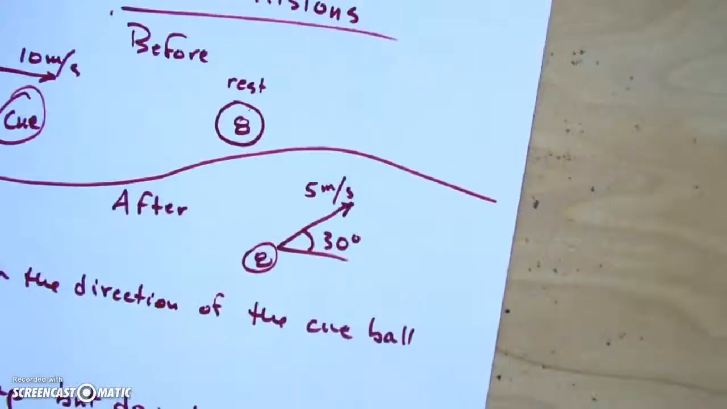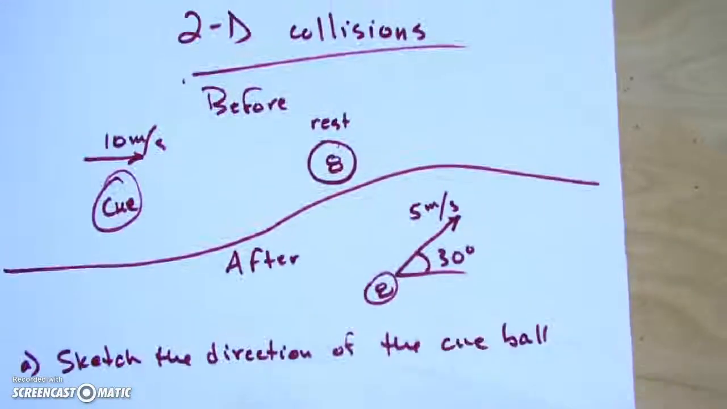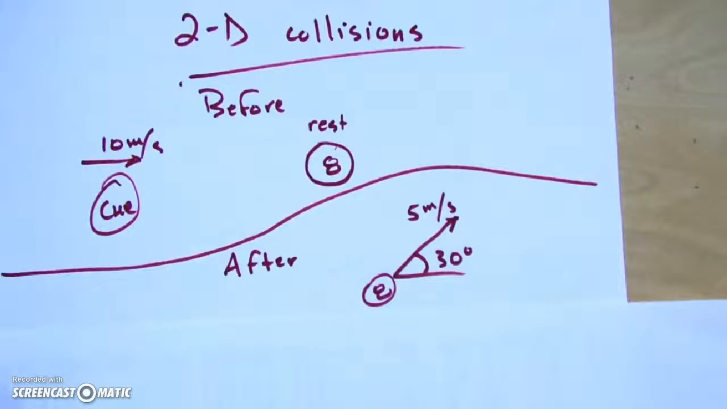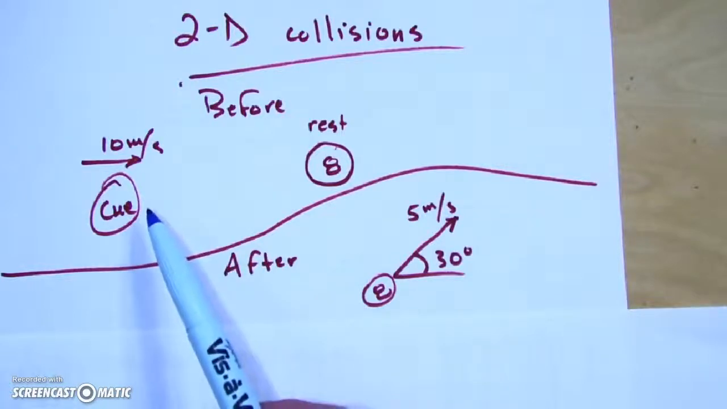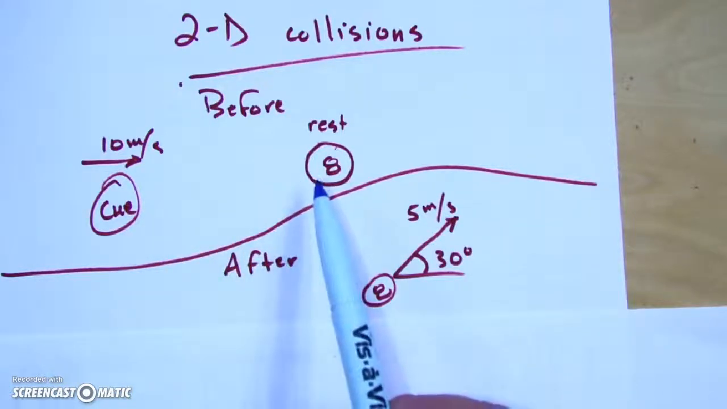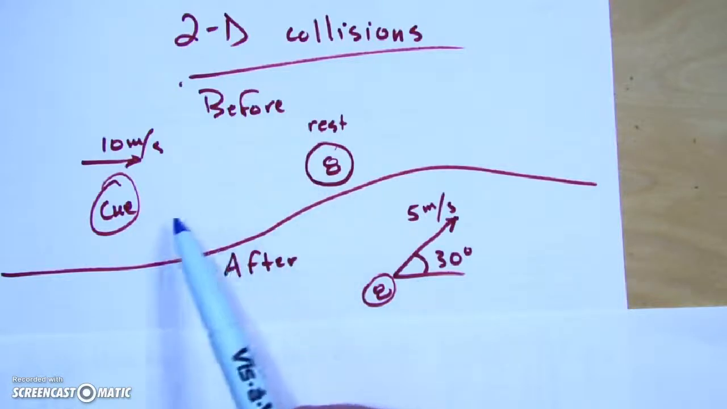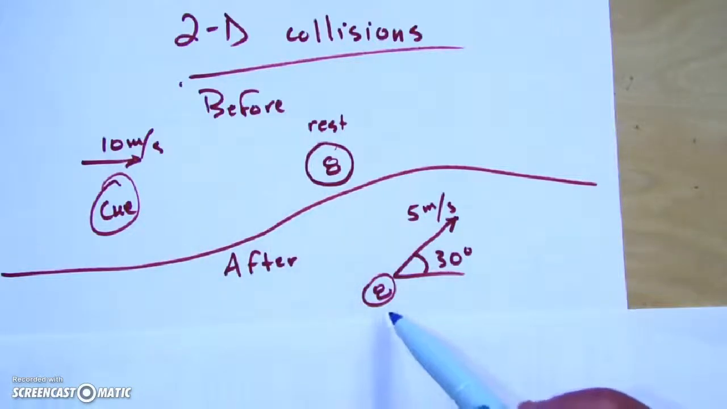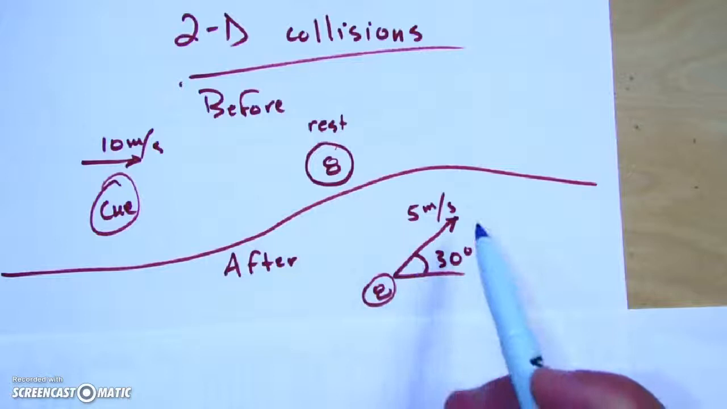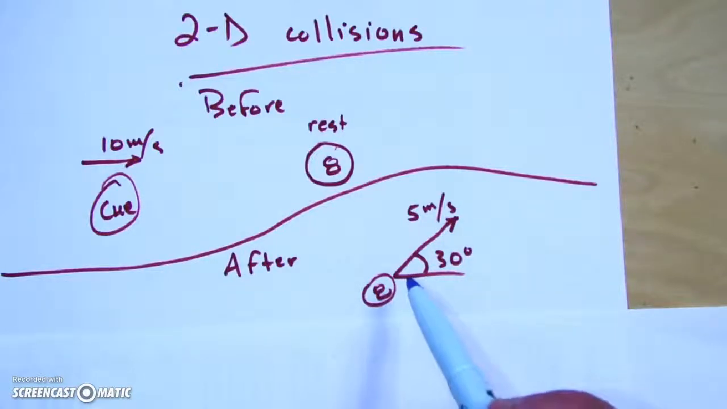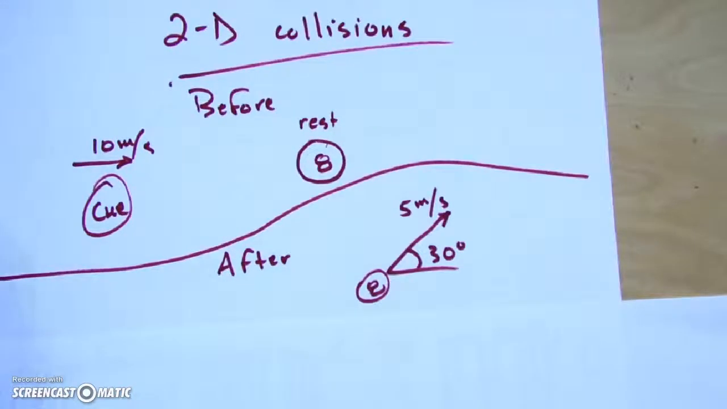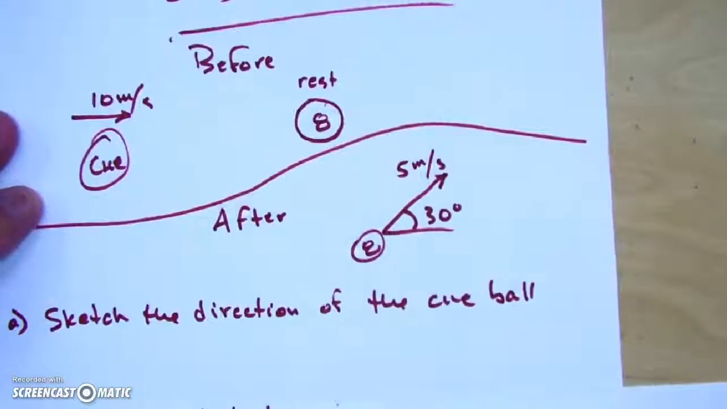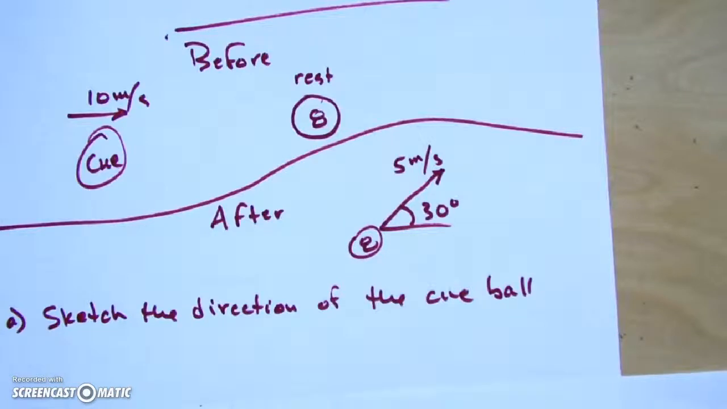Okay, let's look at 2D collisions. All the laws that we had before still apply. So what I'm going to have is a pool game, and a lot of y'all have played pool at some point in time. I have a cue ball rolling into the 8 ball at rest. So that's my before picture. Afterwards, I have this. The 8 ball takes off at 5 meters per second at an angle of 30 degrees from the horizontal. Okay. So what I want to do, first of all, is sketch the direction of the cue ball.